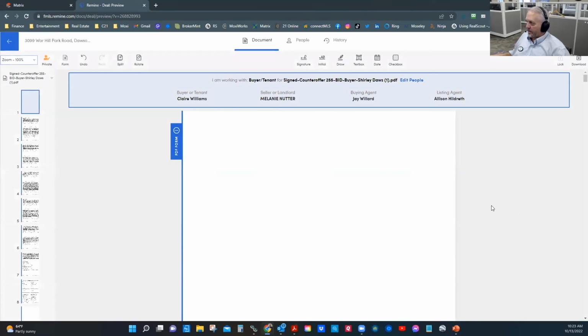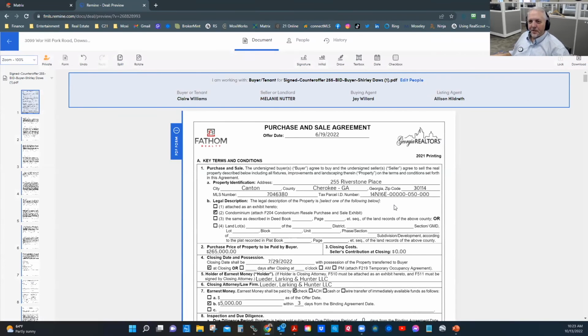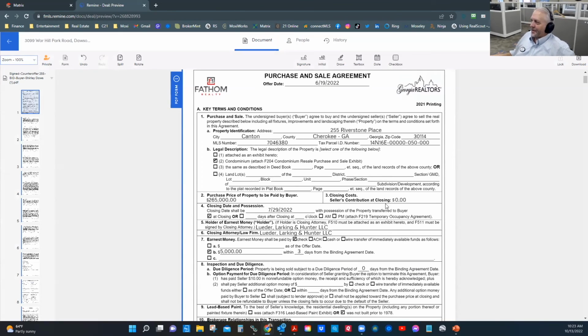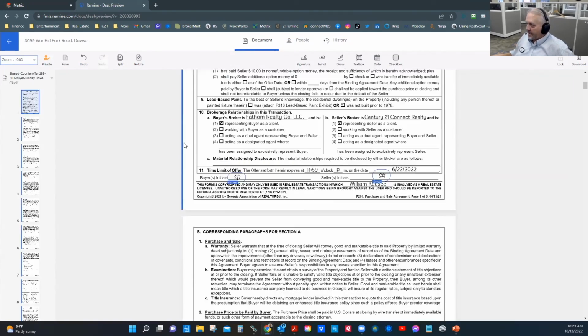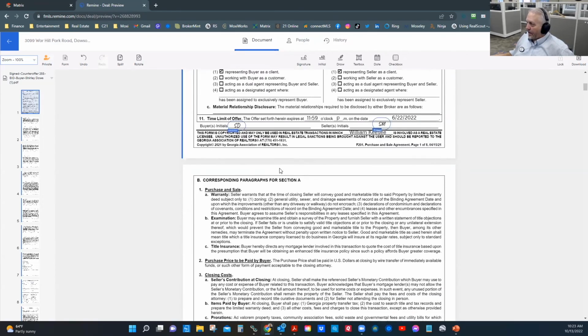By the way, just in case anybody's wondering, this is a completely falsified situation. I'm just using blank documents and documents from other transactions, even though it doesn't matter. I'm just trying to give you a demonstration. So here we have a purchase and sale agreement that looks like it's all here.